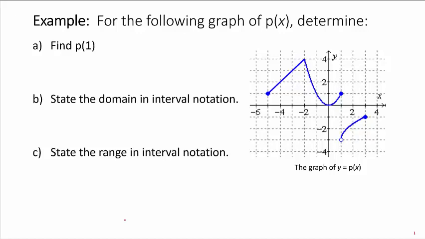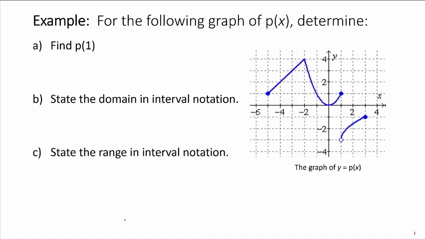For the following graph of p of x, we're asked to determine a few things. The first task is to find p of 1. So this graph of p of x is what we call a piecewise function, and it's true to its name, it's defined in pieces. And one interesting point on this graph is at x equal 1, right?